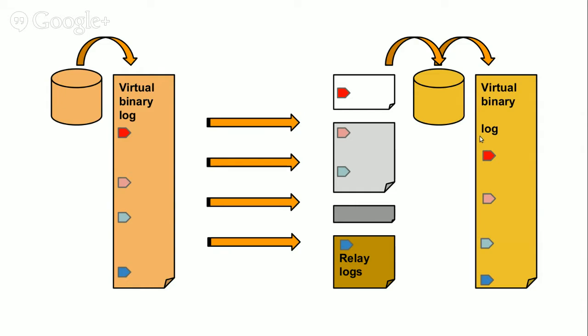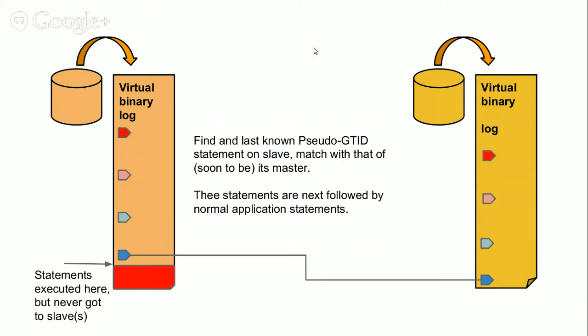So the next step is, let's say there was an intermediate master or whatever, and I need to resync this slave with this master. The idea is to find the last identifiable pseudo GTID statement on the slave. It's a unique number, right? Say 1, 2, 3, 4, 5, something that I can identify as a perfectly unique value. I go and search that value in the original master's binary logs, right? And that makes for a synchronization point, a very easily identifiable synchronization point.